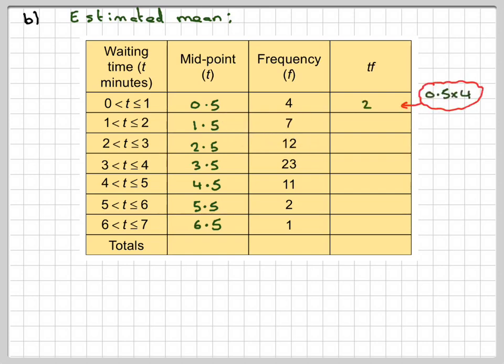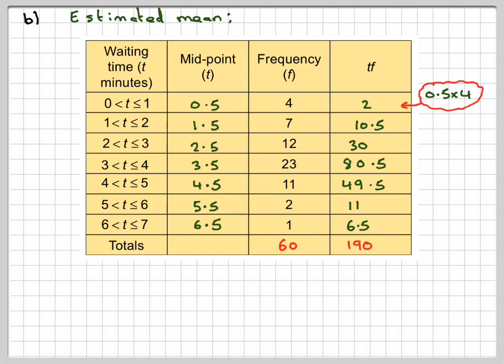So 0.5 times 4, and we do the same: 1.5 times 7, 2.5 times 12, 3.5 times 23, 4.5 times 11, 5.5 times 2, and 6.5 times 1. And then what we do is we add these up, and we know that the frequencies should total 60 because we're told that in the question, and then we add these up.